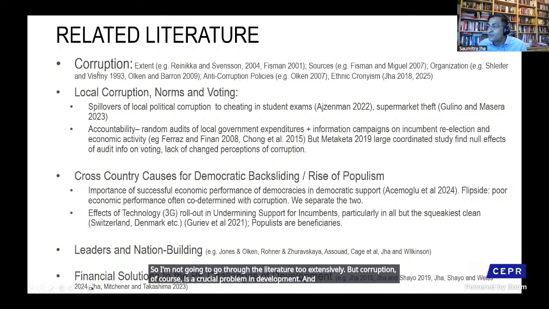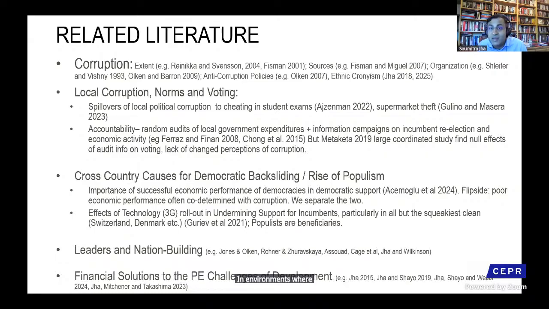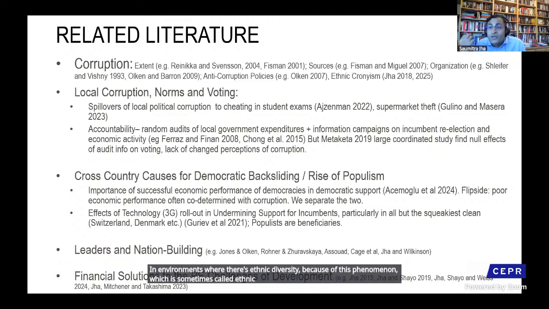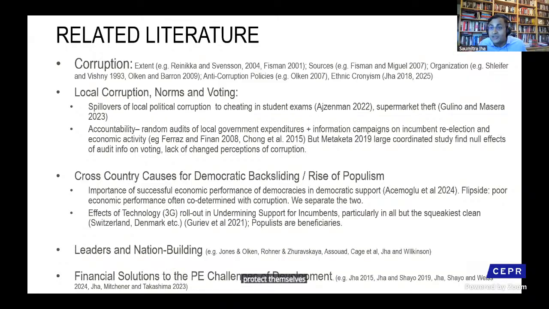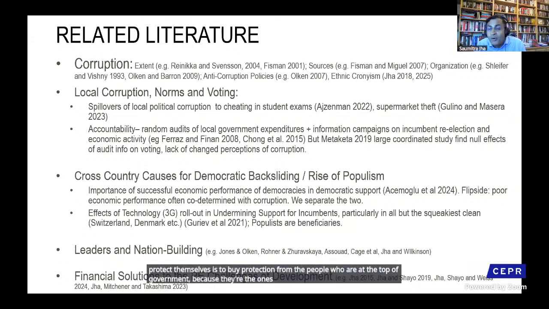And its extent, sources, and policies have been studied quite extensively. What we talked about in the last class is that corruption is often endemic, or perceived to be so, in environments where there's ethnic diversity because of this phenomenon sometimes called ethnic cronyism. When you have vulnerable minority groups, particularly affluent ones, the way these groups, or individuals within them, will seek to protect themselves is to buy protection from the people at the top of government, because they're the ones who have the most power to protect them or to target them if need be.